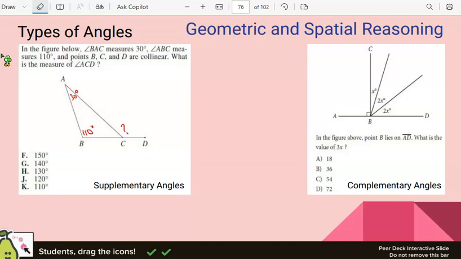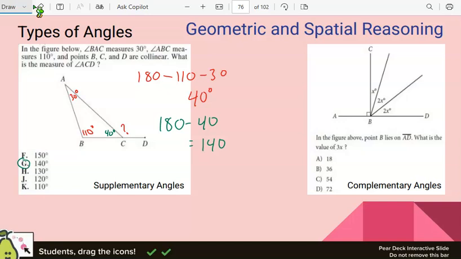To find this, first we label all of our given degrees, and we want to find this angle eventually. To find this angle first, we're going to have 180 minus 110 minus 30. That gives you 40 degrees. And then to get the question mark, 40 and this are supplementary. 180 minus 40 would give you 140. That's answer choice G.